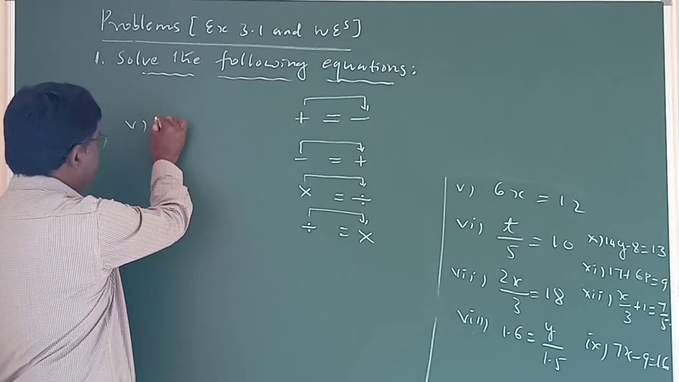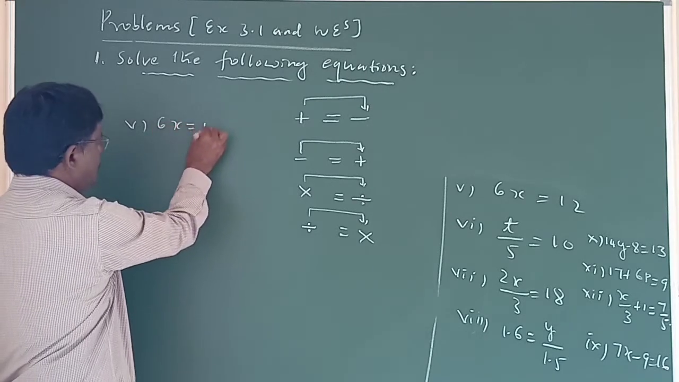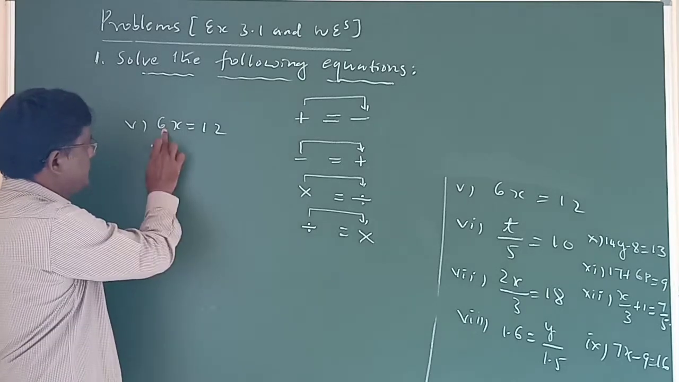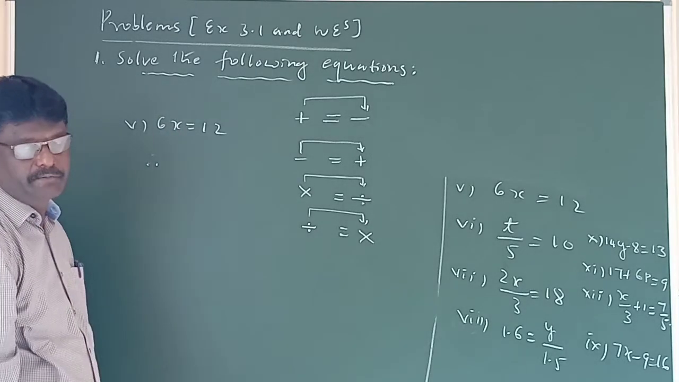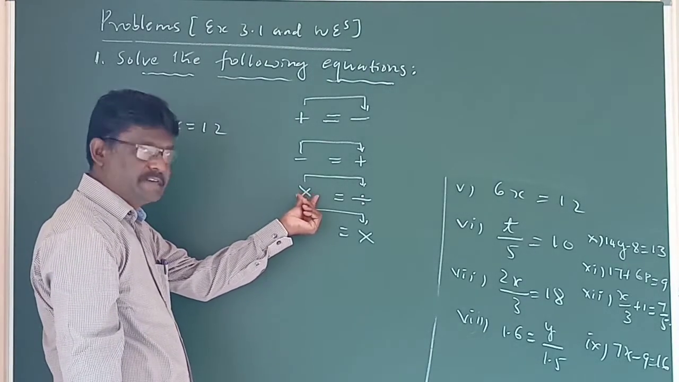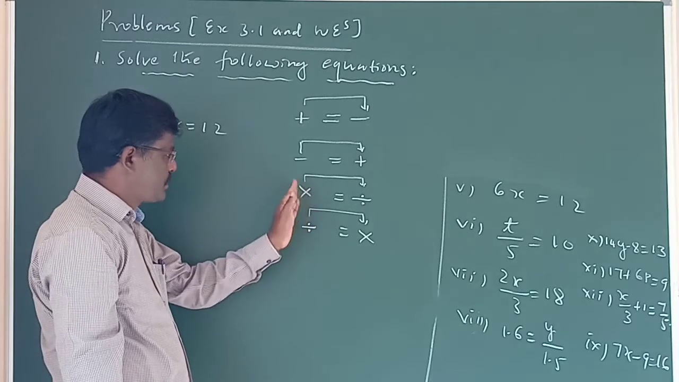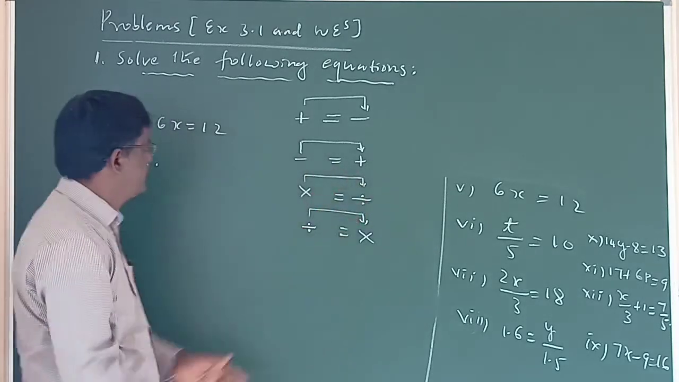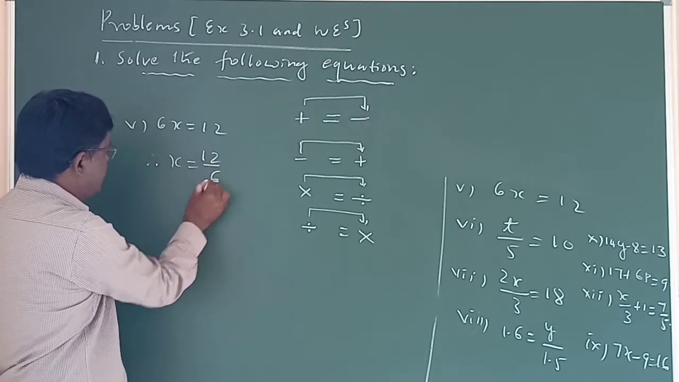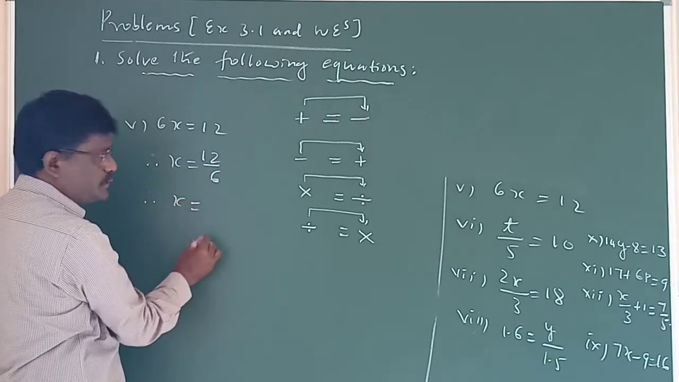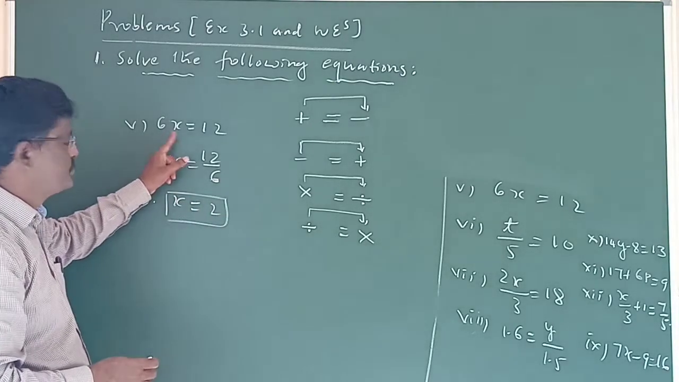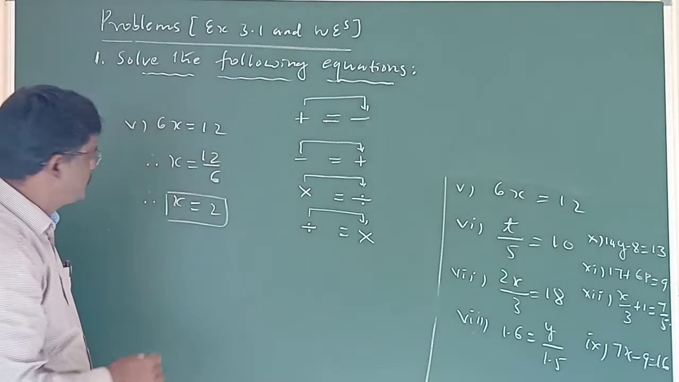Take the fifth one. 6x equal to 12. Therefore, see here 6 into x. It is in which form? Product form. So, when we send it across in case of the product form, it becomes what? Divided by. Therefore, children, now x equal to 12 by 6. Therefore, x equal to 2. If you have any doubt, simple thing: 6 twos are 12.